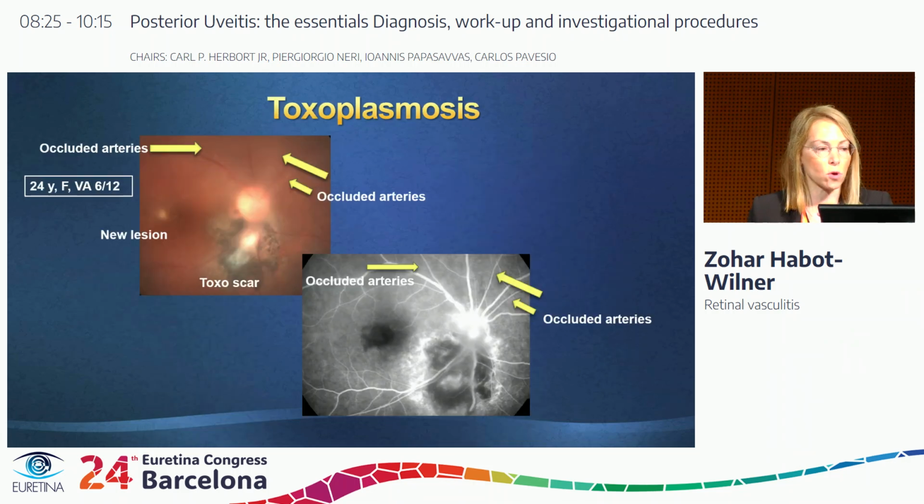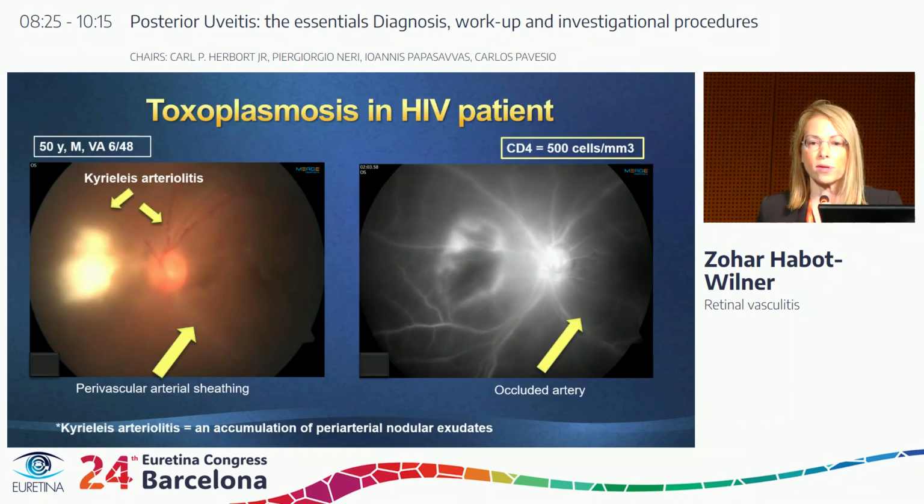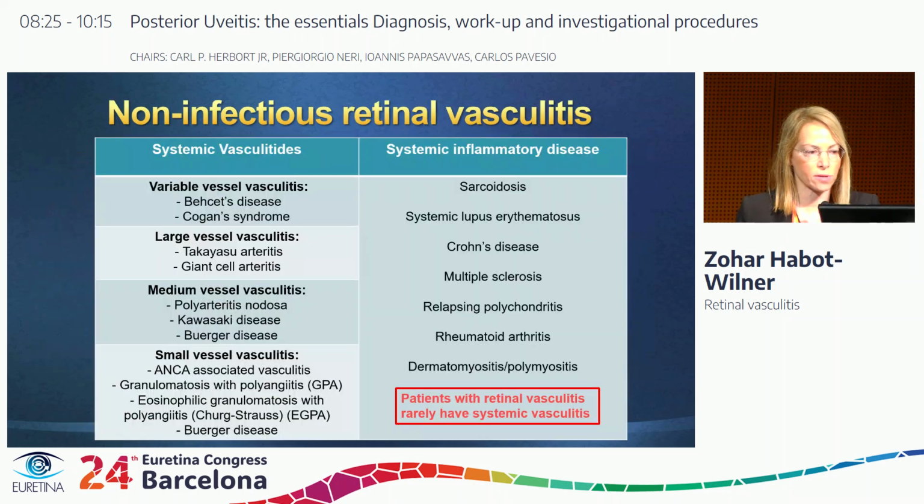And another case of toxoplasmosis of a 24-year-old female. You can see that she had a toxo scar. However, she had a new foveal lesion, and you can appreciate that she had also some occluded arteries above the optic nerve. And another case of toxoplasmosis, this time in a patient with HIV with quite good CD4 counts, and you can see the Kyrieleis arteriolitis, which are accumulations of periarterial exudates, which is quite typical to be seen in toxoplasmosis, and she had also occluded arteries.